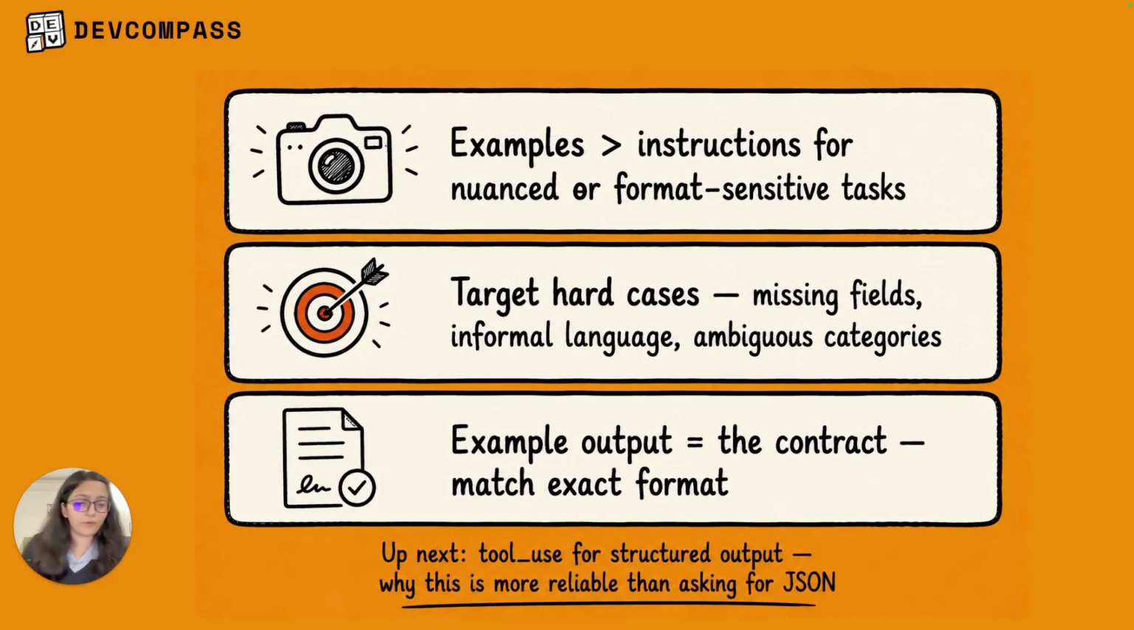The next video is going to be about a deeper level of reliability for structured outputs, using tool use as the extraction mechanism rather than asking Claude to output JSON. When the output schema needs to be enforced at the API level, not just described in a prompt, tool use is the right tool.